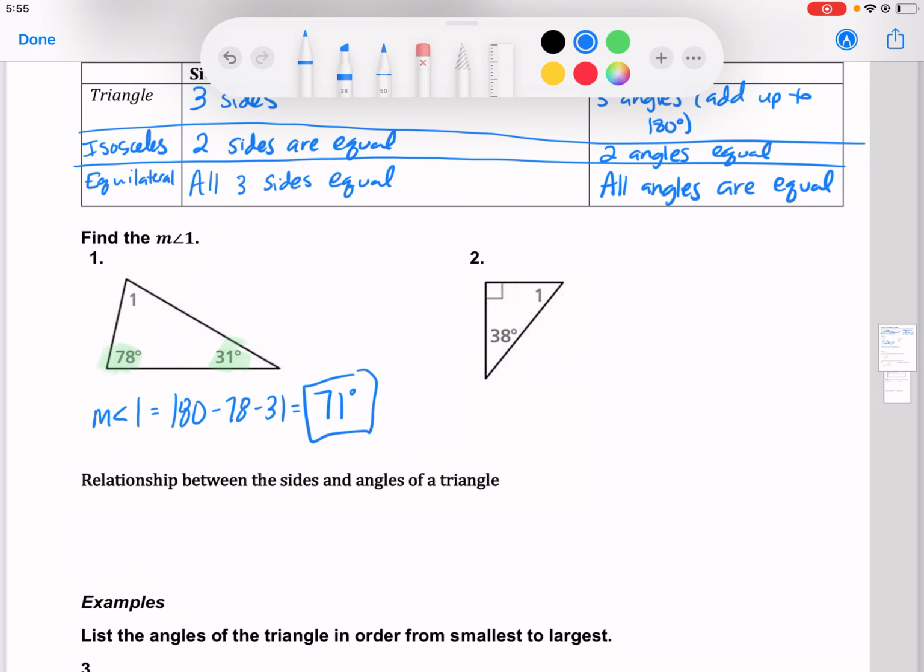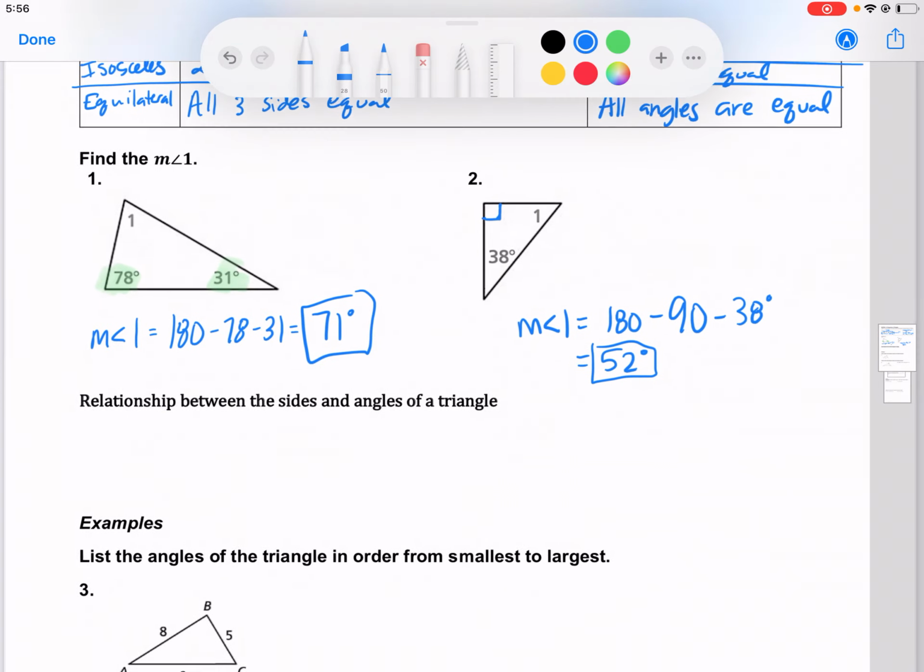Same idea with number 2. To find the measure of angle 1, you would do 180. Now this means it's a 90 degree angle, so I'm going to subtract 90 and then also the 38 degrees. So we do that, and we get that the angle is 52 degrees. Okay, so just a little basic review of triangles, some basics of triangles.